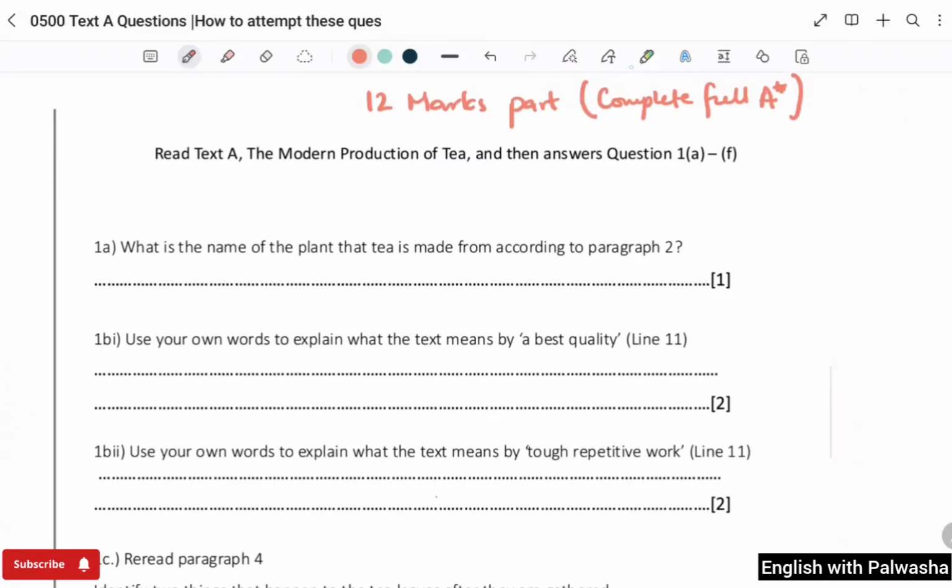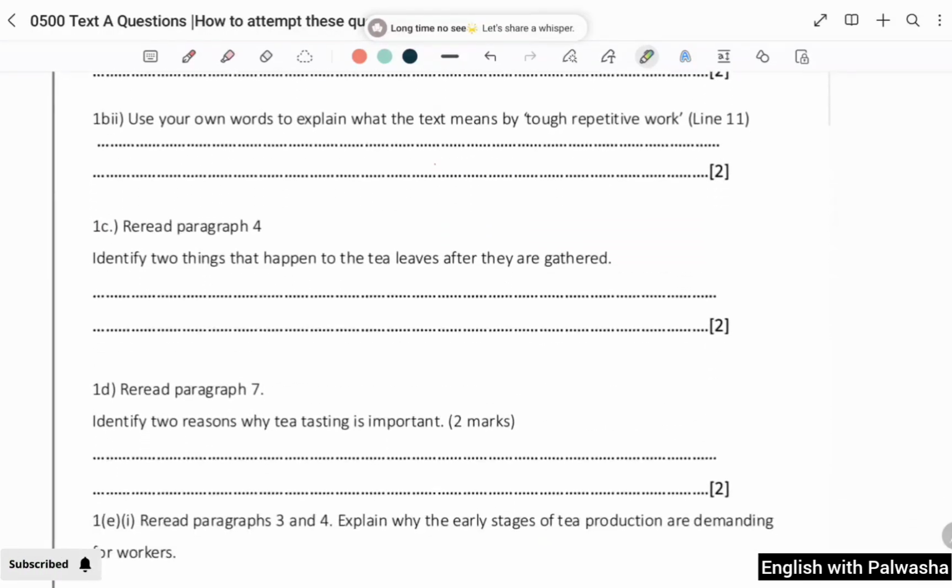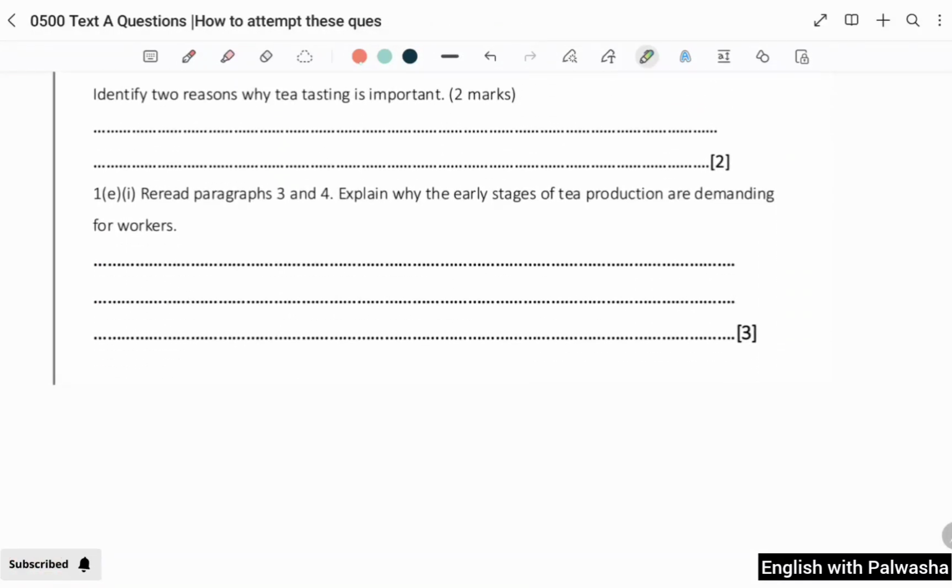Okay. So the very first question is 1A. What is the name of the plant that tea is made from according to paragraph number 2? So we just need to write the name. Now, my dear students, we have 2 types of questions. First, let me explain you.